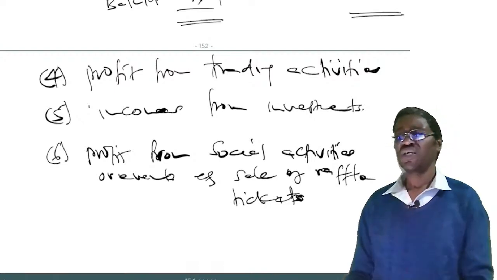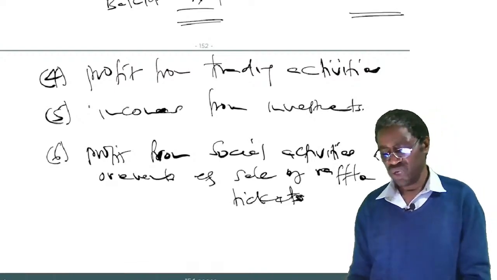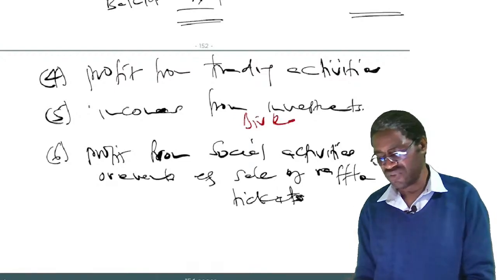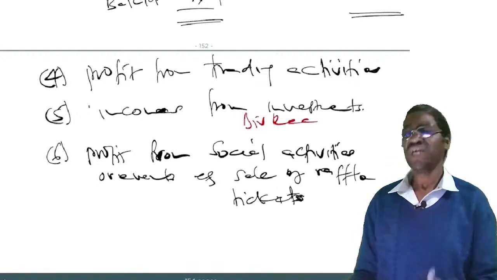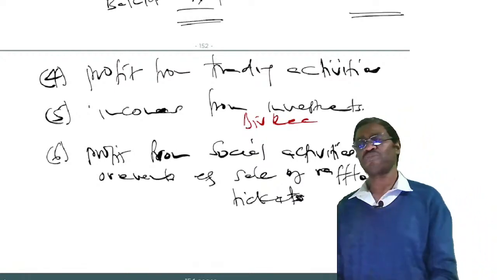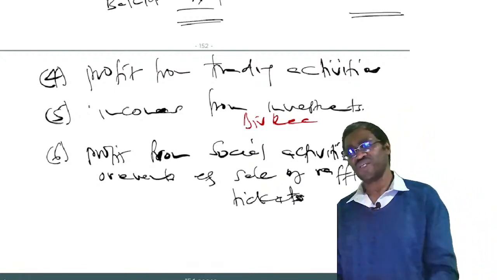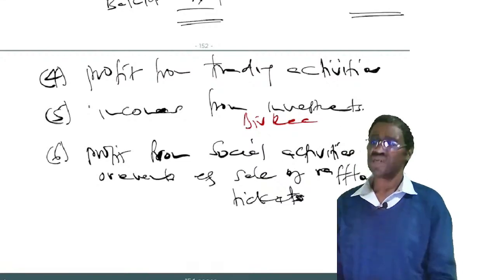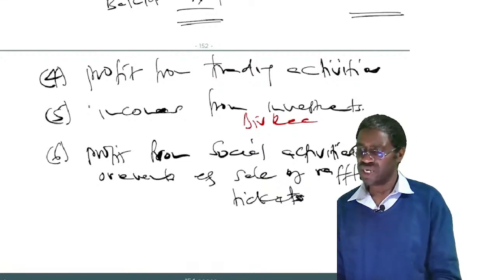Number 5, incomes from investments. We have said e.g. dividends received or interest received. Finally, any profit from social activities or events like e.g. selling raffle tickets. Are you there?